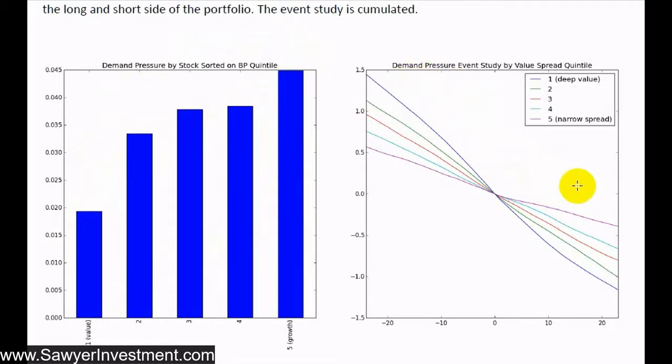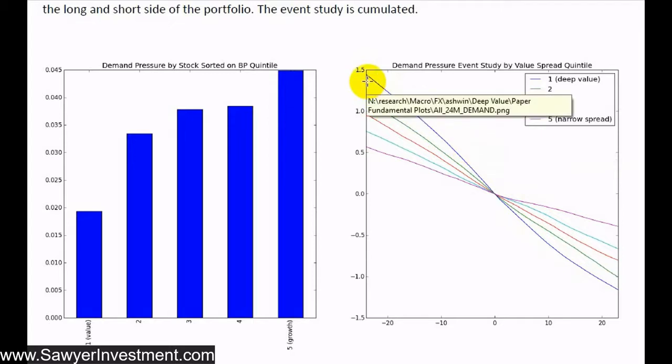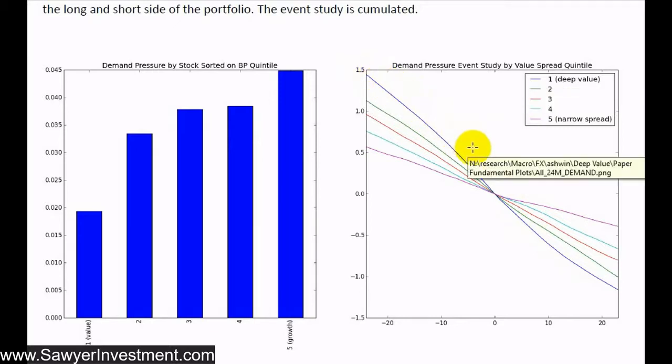So looking over here at the line chart, we remember this is the long minus the short in the zero cost portfolio, so the value minus the growth. And so we see here a decrease in the demand pressure, so a decrease in the percentage of buys to sells, and the difference of those between the value and the growth companies.